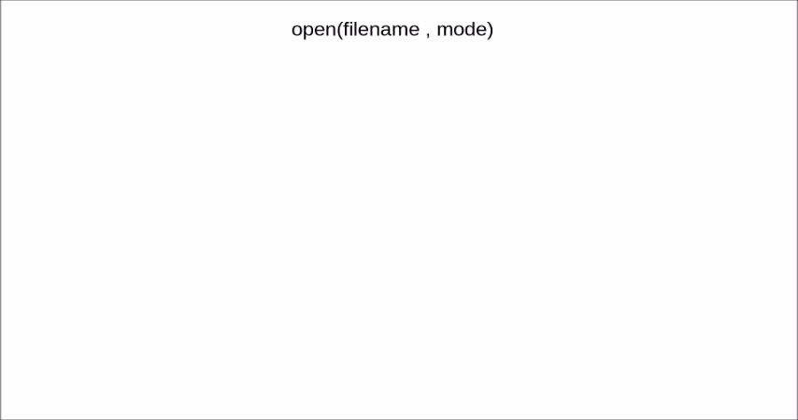So let's come back to the first parameter, that is the file name. When we talk about file name, we have to specify the path of the file also. Again there are two types of paths. The first is relative path and the second is absolute path.